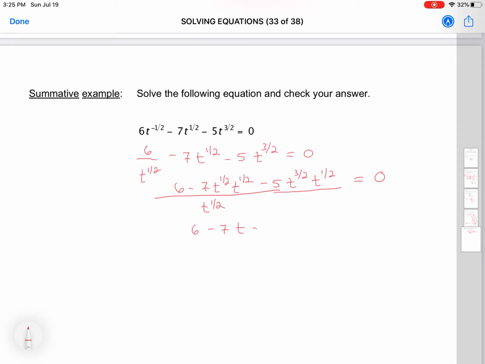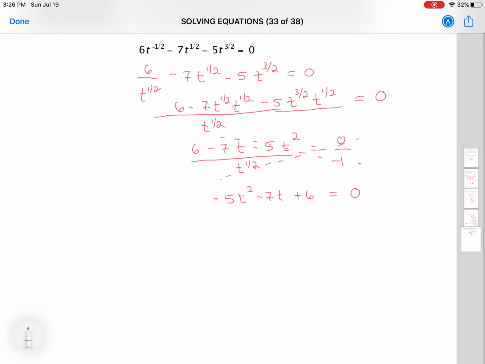So what do we got here? 6 minus 7, 1 half plus 1 half is 1. 3 halves plus 1 half is 4 halves, is 2. And I am now going to cross multiply those guys. 0 being the same thing as 0 over 1, we all know that. So we're going to be crossing those two, and we're going to be crossing those two, and we are going to get minus 5t squared minus 7t plus 6. That is equal to 0.